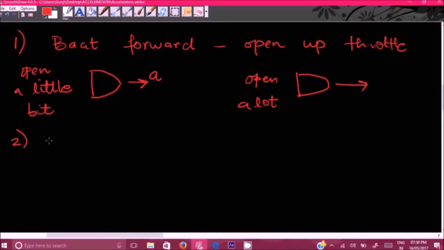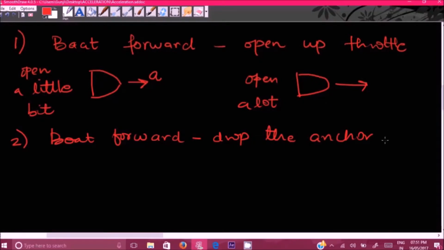Second scenario, if the boat is going in the forward direction and you drop the anchor, the boat will decelerate. You can think of it as the acceleration is in the opposite direction from the one it's already traveling in. Its acceleration vector points backward. So if this is the boat, you drop the anchor, the acceleration vector will point backwards. Let's understand the directions of velocity vector and acceleration vector through some different scenarios.